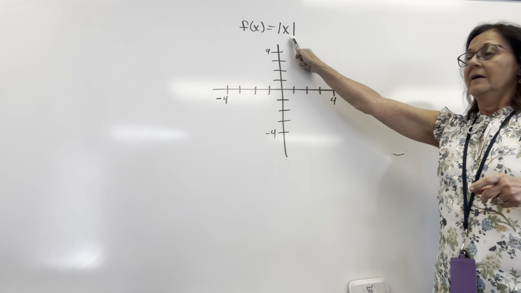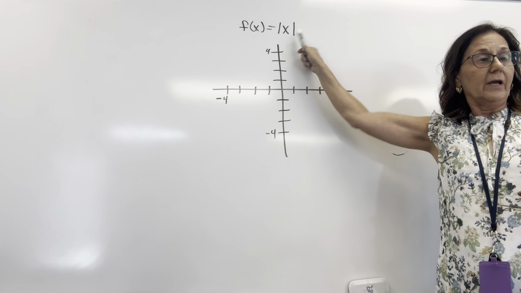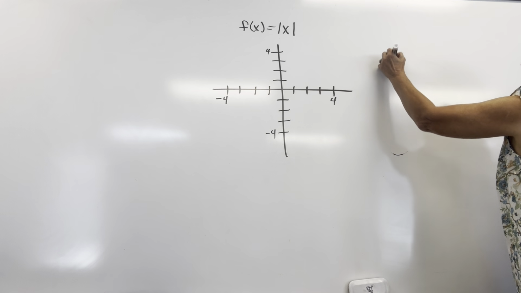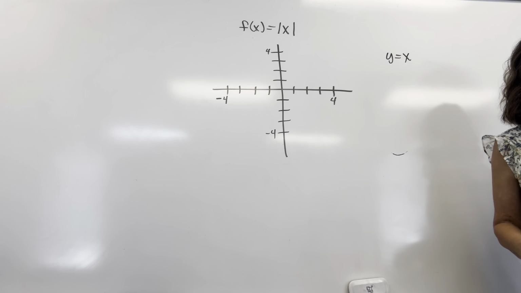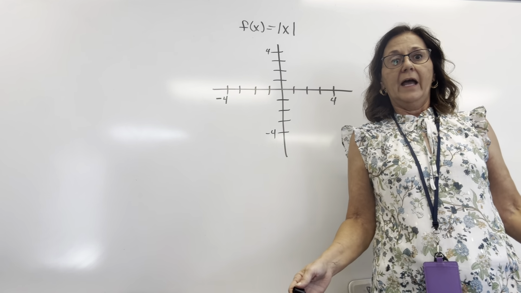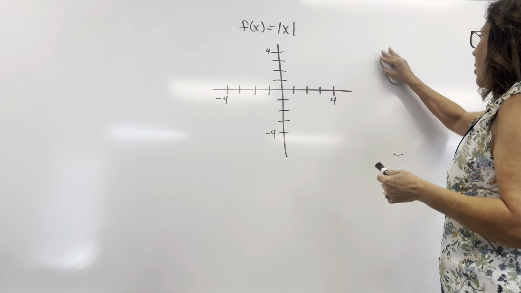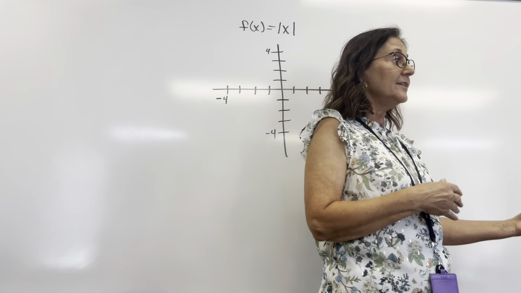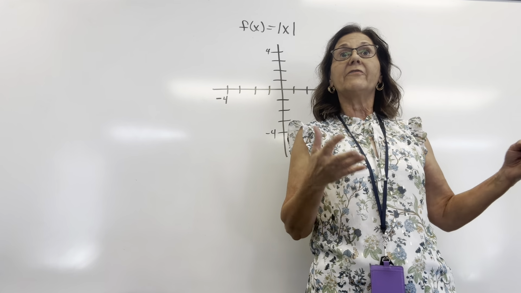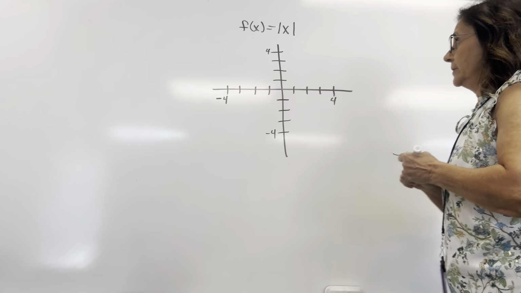This is called the parent function of an absolute value. Like the parent function of a line is y equals x, it's before anything is added to it or multiplied. The reason it's called the parent function is because it's not been transformed. When numbers are added or multiplied, it changes what the function looks like graphically. So we're going to look at the parent function.